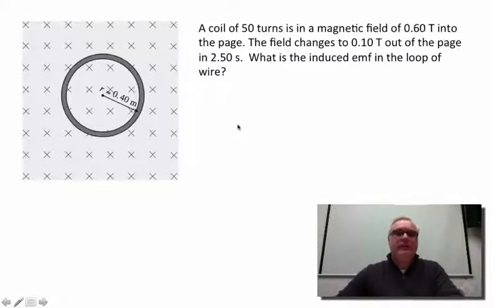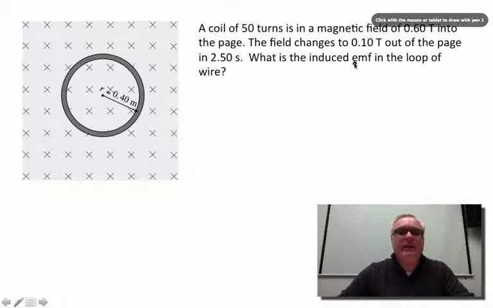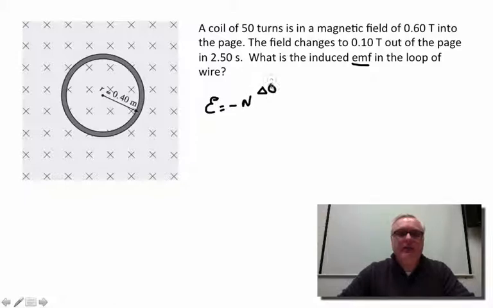So here I have a typical question. I have a loop or a coil which has 50 turns or 50 loops on it, and it's in a magnetic field directed into the page. And we're told that this magnetic field is going to change direction so that it is out of the page. And it will also change in magnitude down to 0.10 teslas. So what is the induced EMF in this loop? So again, the induced EMF will be given by Faraday's law.